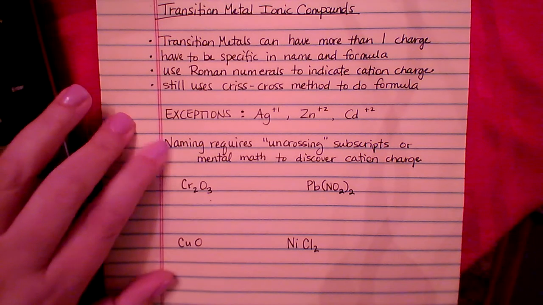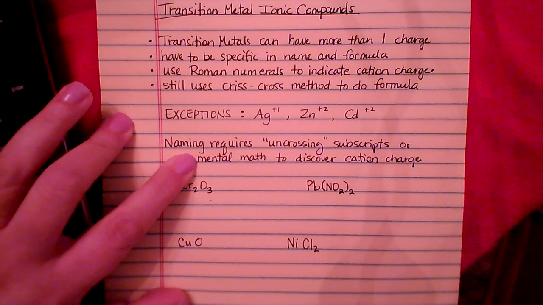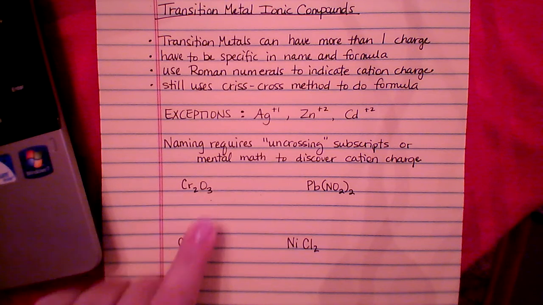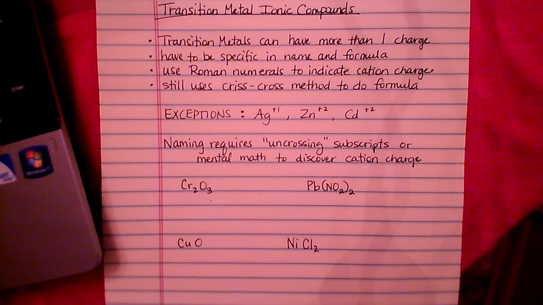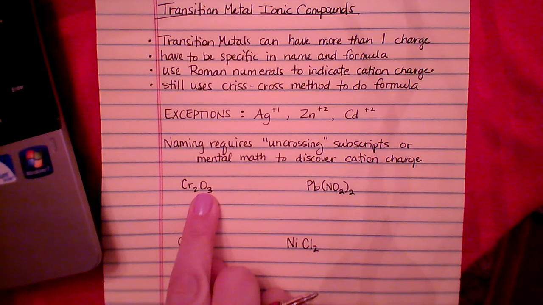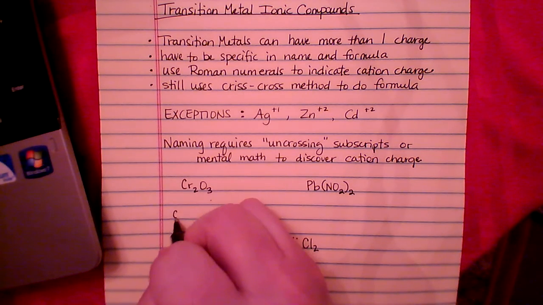Or the better way to do this is to do mental math to discover your cation charge. Sometimes it works if both elements have a subscript that you can just uncross them. So if I were going to look at this, I know I have chromium, and I know I'm going to write oxygen as oxide. So I can at least go to that trouble.